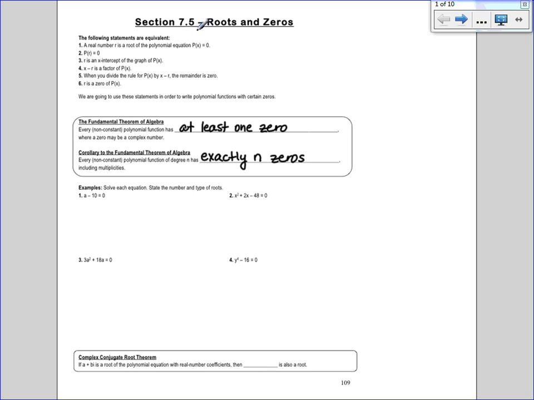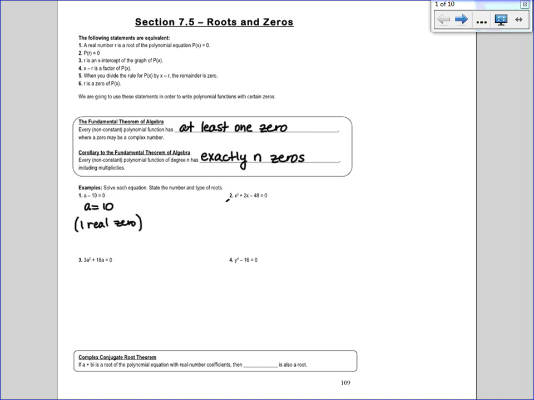Okay, solve each equation, state the number and types of roots. So this goes back to algebra 1. Solving this equation, I add 10 to both sides. I get a equals 10. So when I ask you how many answers there are, there's one solution. So there's one root. So we say one real 0. You could also use the word root.